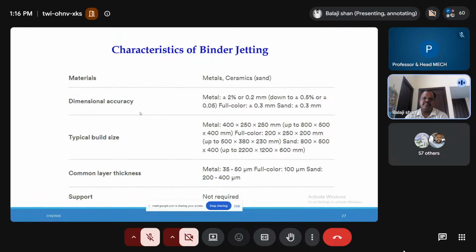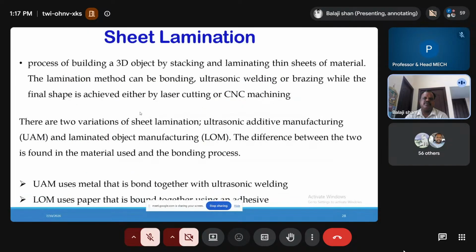Generally, they use metals and ceramics, with dimensional accuracies of plus or minus 2%. Typical build sizes are 200 to 400 by 250 by 50. For industrial applications, 2200 by 1200 mm. Common layer thickness is 35 to 50 micrometers, and supports are not required for this process.